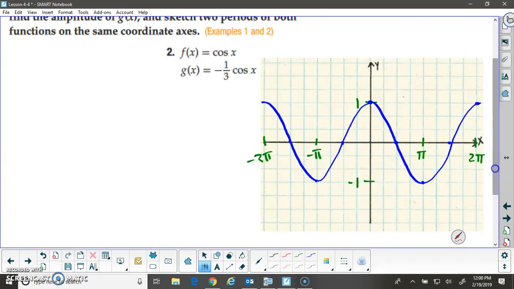Now to graph g of x, we have to reflect that and shrink it. So therefore its low point would be here, its high point would be here. X-intercepts are the same. And there's a cosine wave with a vertical reflection and a vertical shrink.